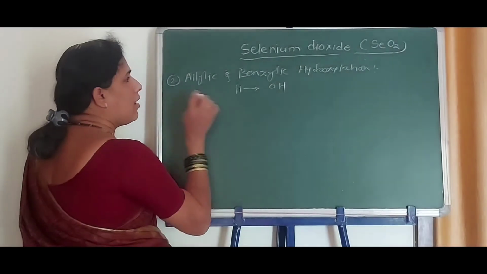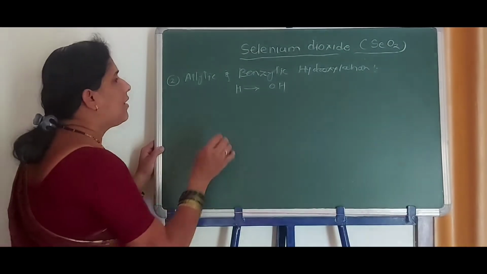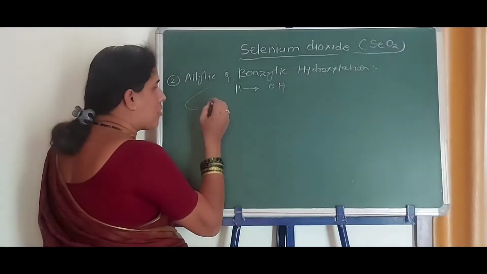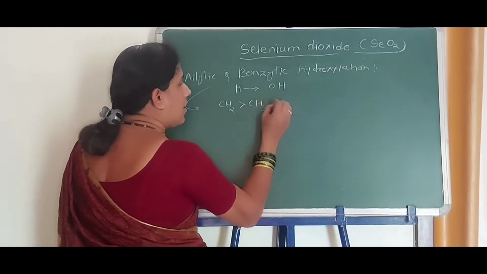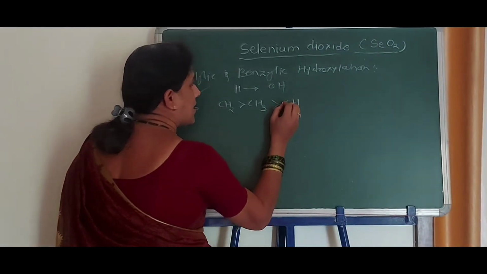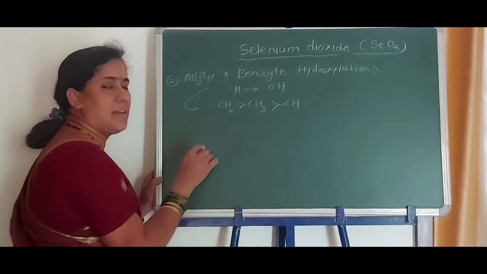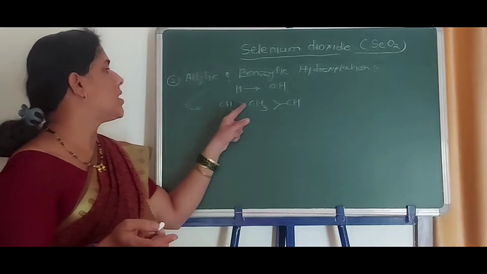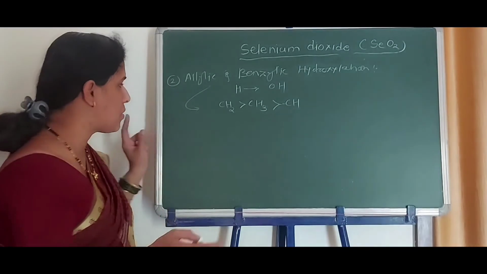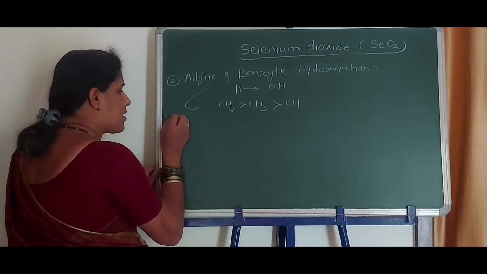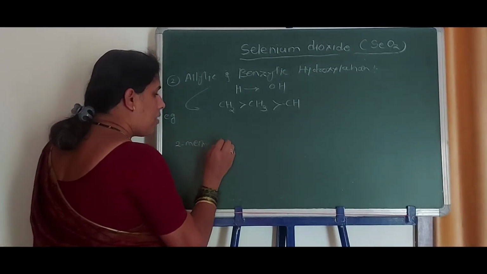Now two rules are considered here. First, the priority order of functional groups is CH2 greater than CH3, and this is greater than CH. If a CH2 group is present, that is oxidized to the respective group; if a CH3 group is present, that is oxidized; and if CH is present, that is oxidized. Now taking the example, 2-methyl-2-butene.